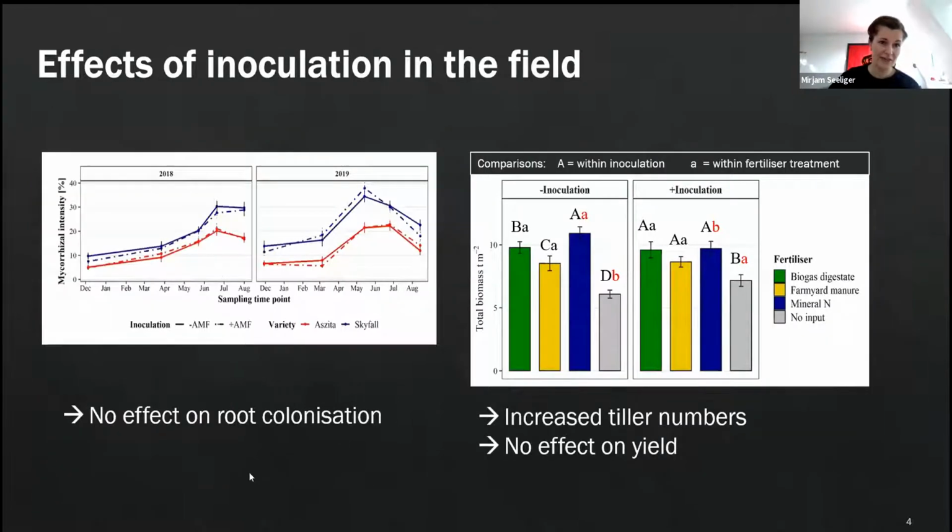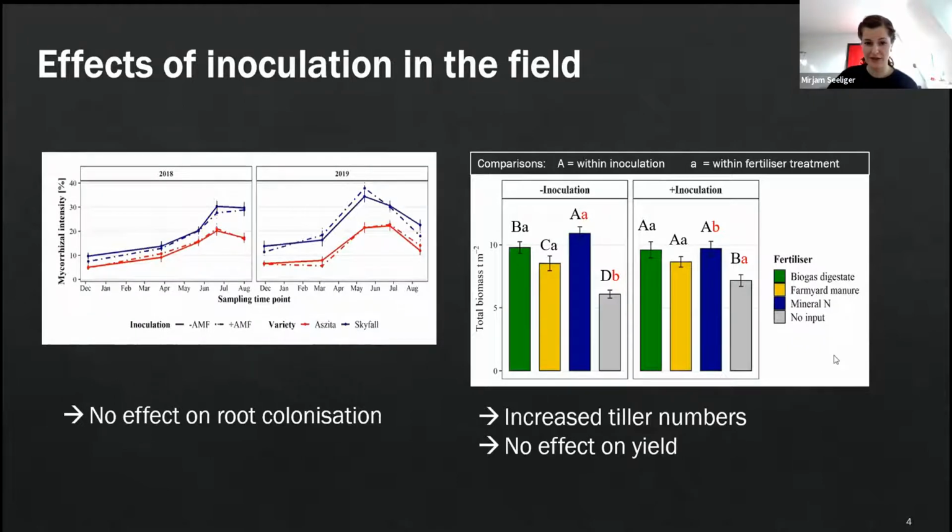The main effects that we got from the inoculation in the field was that we had no effect on mycorrhizal root colonization. Here, the major factors were really the variety that we used, where we had higher colonization in Skyfall, so the modern variety, all the way through the growing season in both years. And also, I didn't show that here, but the fertilizer was very decisive on mycorrhizal root colonization.